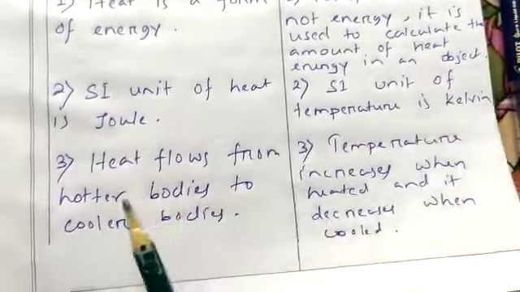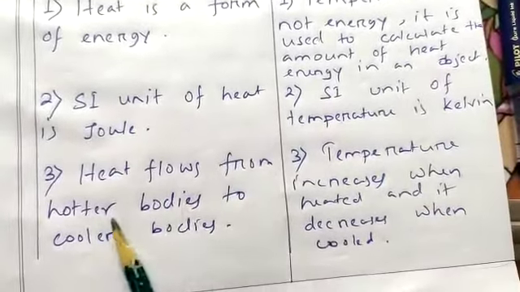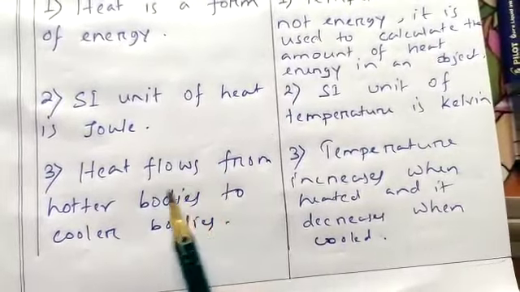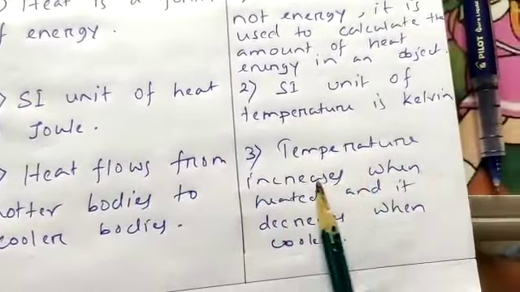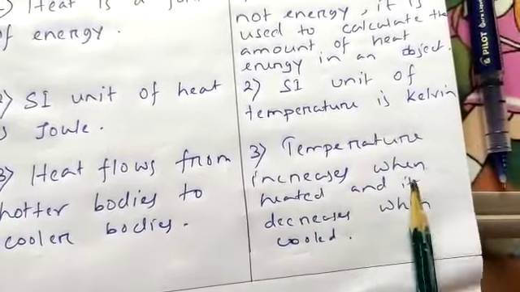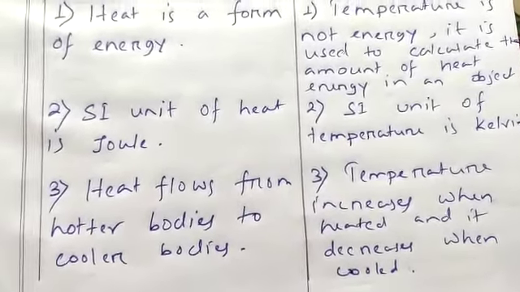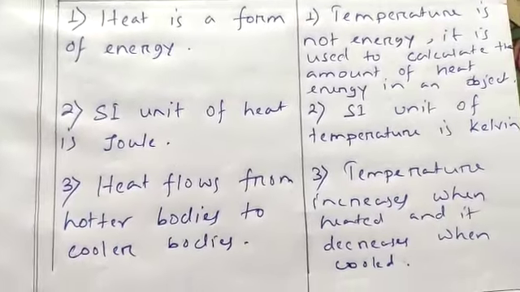Number 3, heat flows from hotter bodies to cooler bodies. All of you know that heat always flows from hotter bodies to cooler bodies, but temperature increases when heated and decreases when cooled. So this is the basic difference. In the next class I will start from question number 4.